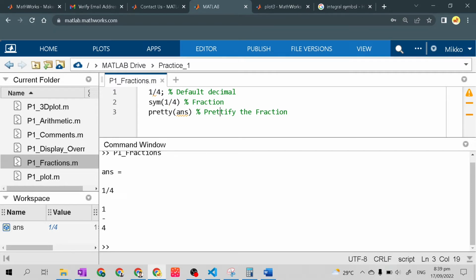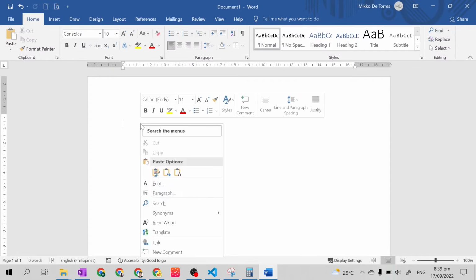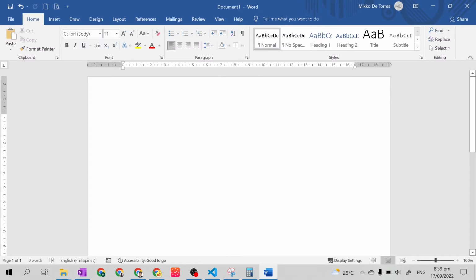What's good about MATLAB is you can copy this as text and put it directly in a document in Word. Because of this, you can create mathematical expressions with symbols using MATLAB, then just copy and paste them in Word.